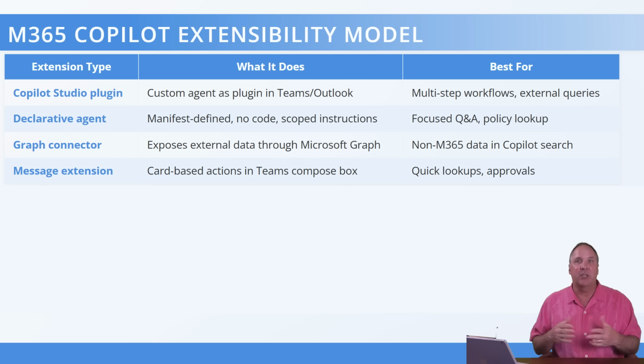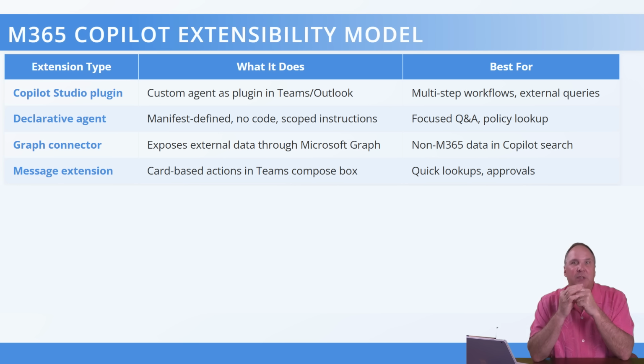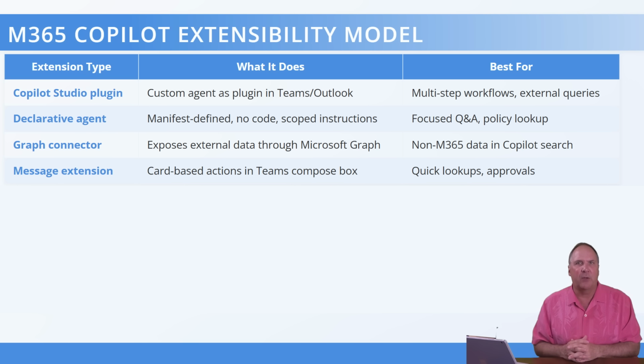Fourth, message extensions. These are card-based actions in the Teams Compose box. So you've seen those, right? A user types in a command and gets a search result or an action card and then completes a task. Think quick lookups, approvals, or data entry. So lower complexity than a full agent, but useful for simple interaction.